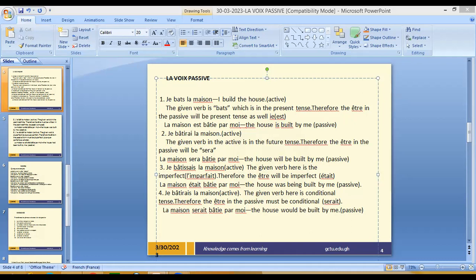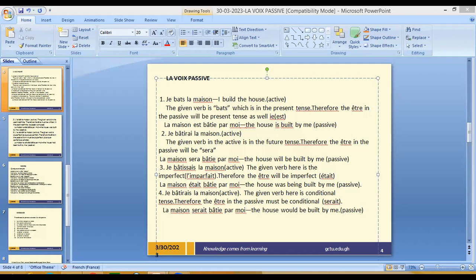Donc, vous voyez, la maison a été bâtie par moi. La maison, il a construit la maison ou bien il a bâti la maison. Et on commence avec la maison. La maison devient le sujet de la phrase, si c'est à la forme passive. Et on dit, la maison a été bâtie par moi. Et maintenant, il avait bâti la maison.